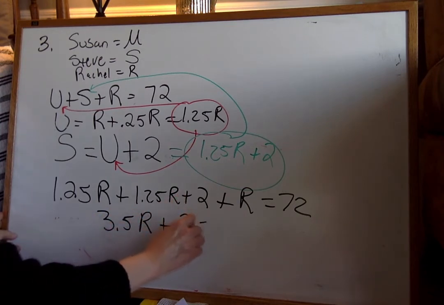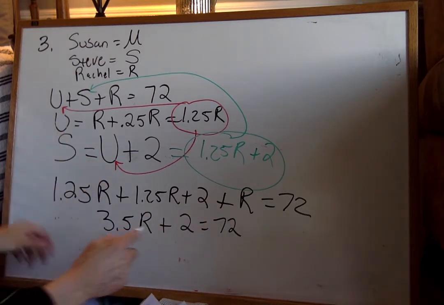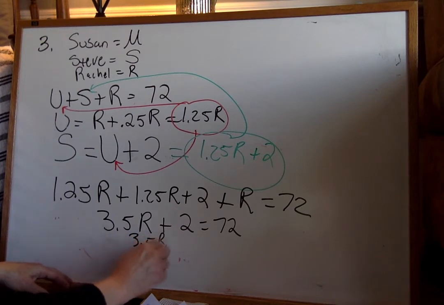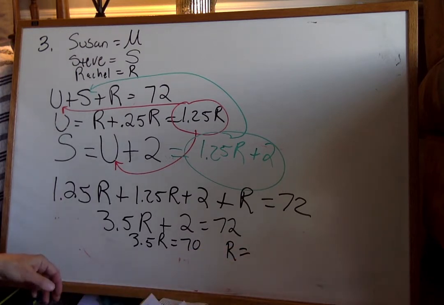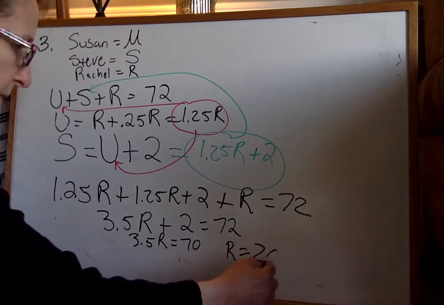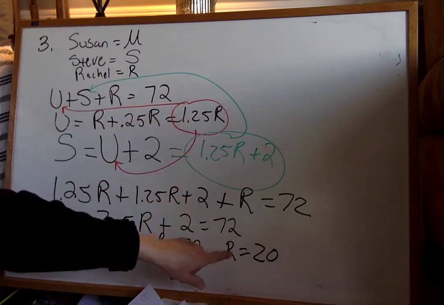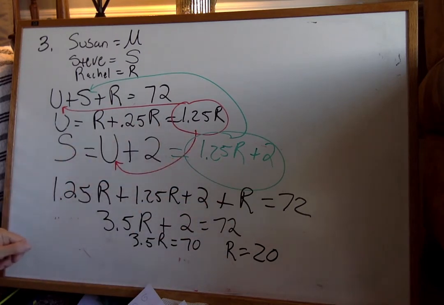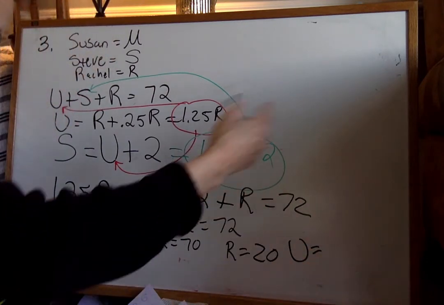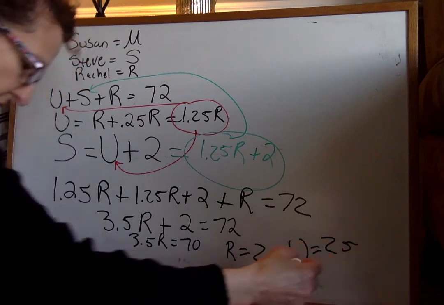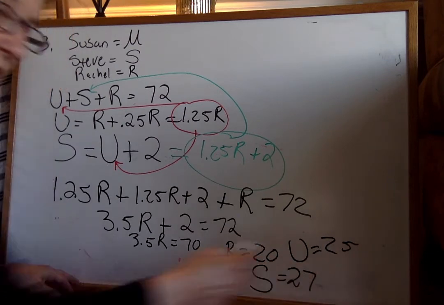That little 2 is just sitting by himself. Subtract the 2 from both sides. 3.5 R equals 70. Divide both sides by 3.5. You will get 20. And now you can stick it in here to get Susan, and then stick that in there to get Steve. So once you find that R is 20, you should definitely find that U, which we're representing as Susan, is 25. And then Steve, which we represented as S, is 27.